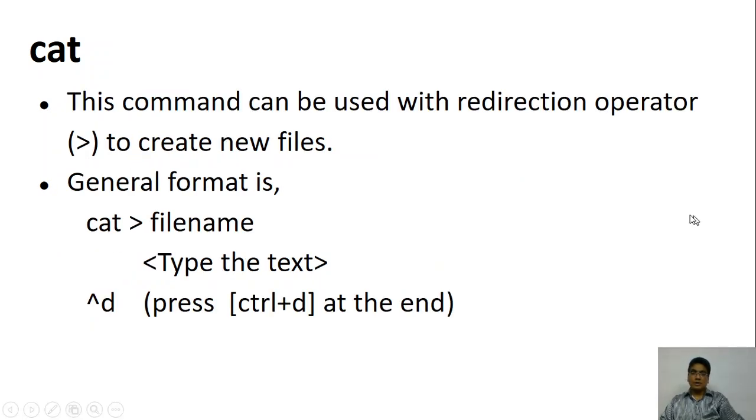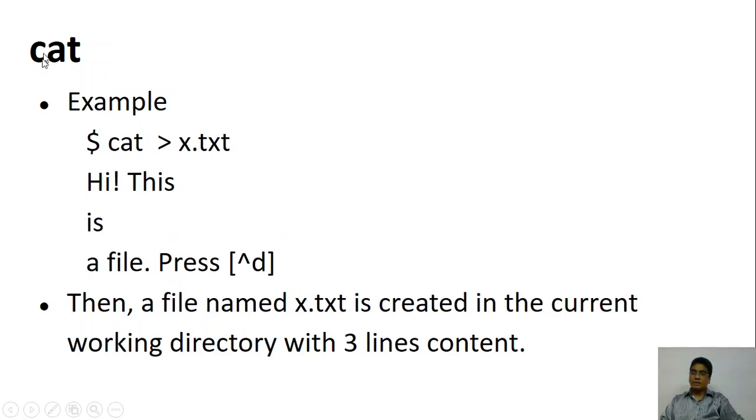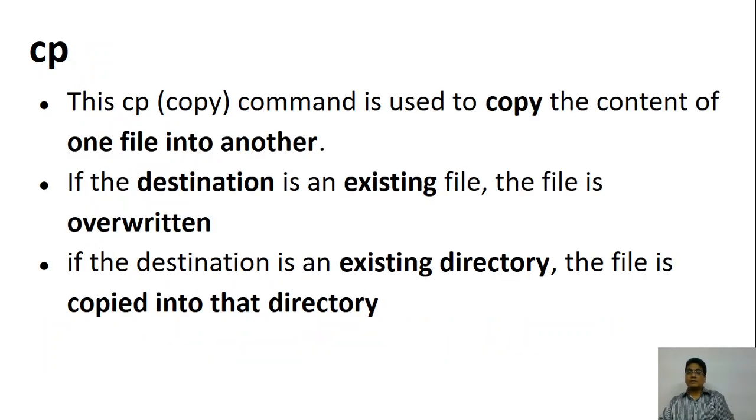You can use the redirection operator greater than to redirect the output of cat into a file name, and then press Ctrl D to end that. For example, I can say cat > x.txt, type "hi, this is a file," and press Ctrl D. Whatever you type will be saved onto the file called x.txt.